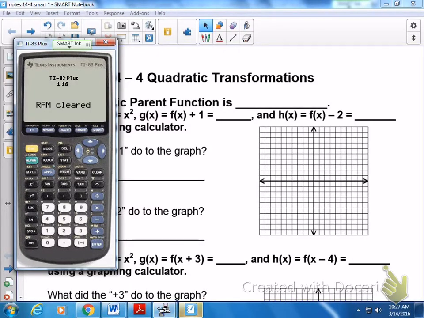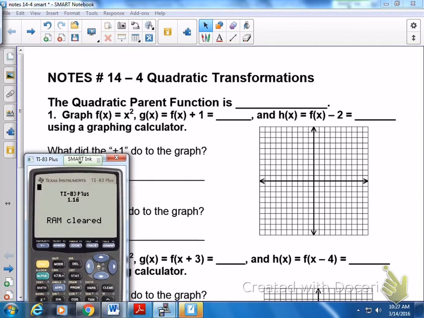All right, guys, so today we're starting chapter 14.4, quadratic transformations. All we're going to have to do today is take a parabola and move it around and see how it changes if we add or subtract or multiply things to the equation. So the first thing we need to know is what's the parent function for all quadratics?